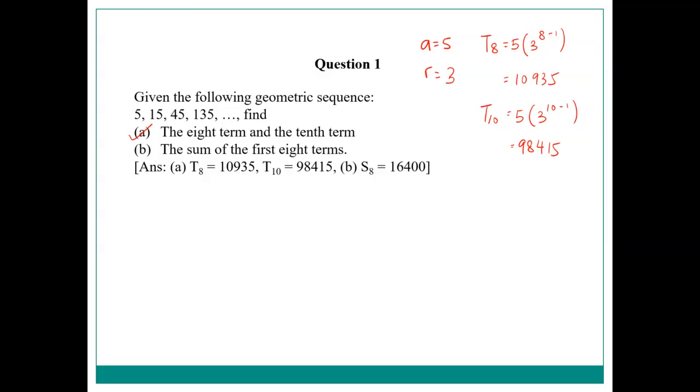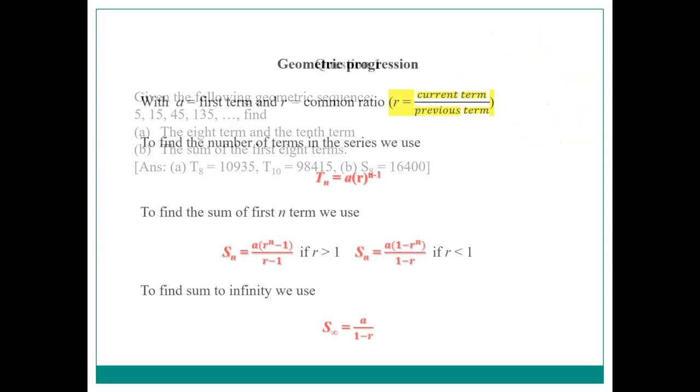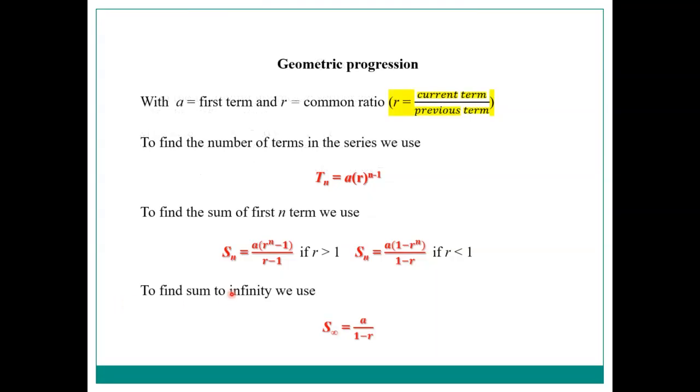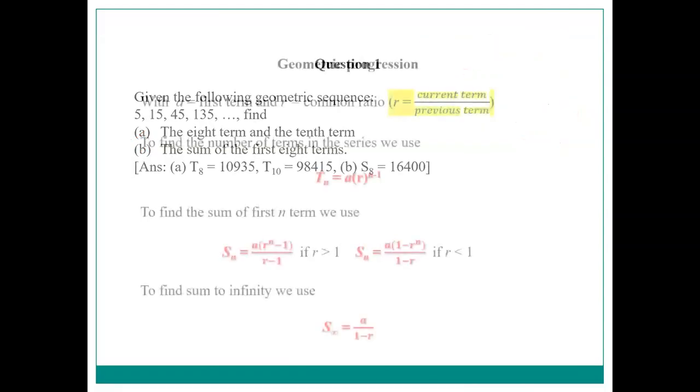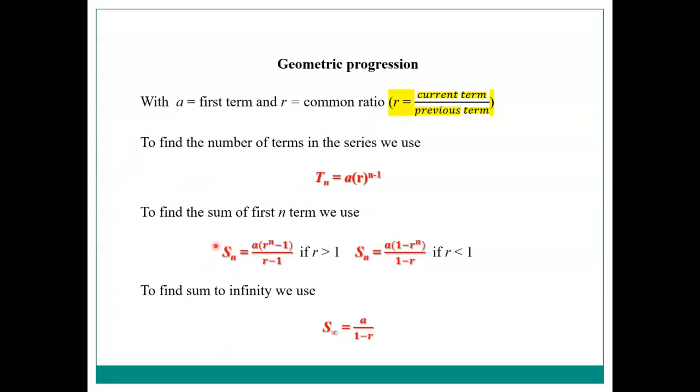Next, we need to find the sum of the first 8 terms. We have two summation formulas. If you remember, we have this one and this one. In order to find Sn, we need to check whether our R is greater than 1 or less than 1. Our R is 3, greater than 1. We must use this formula.